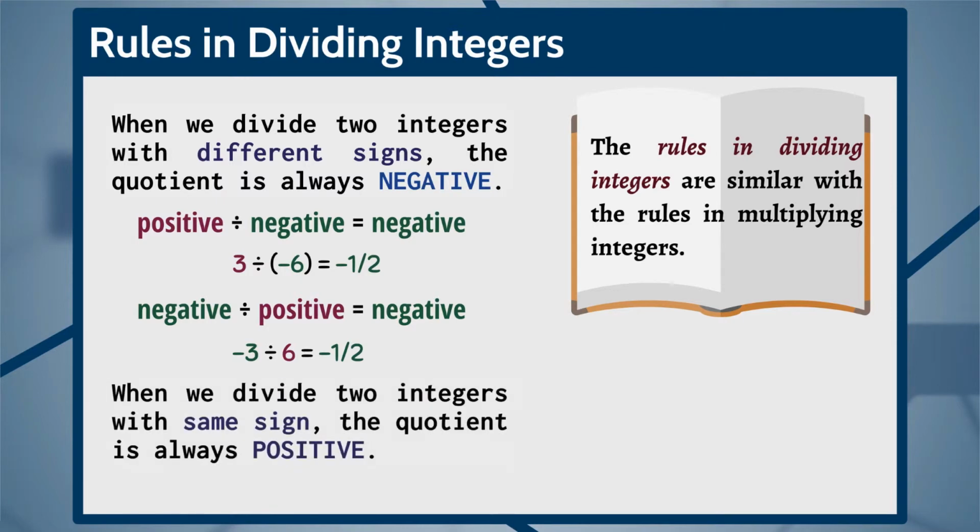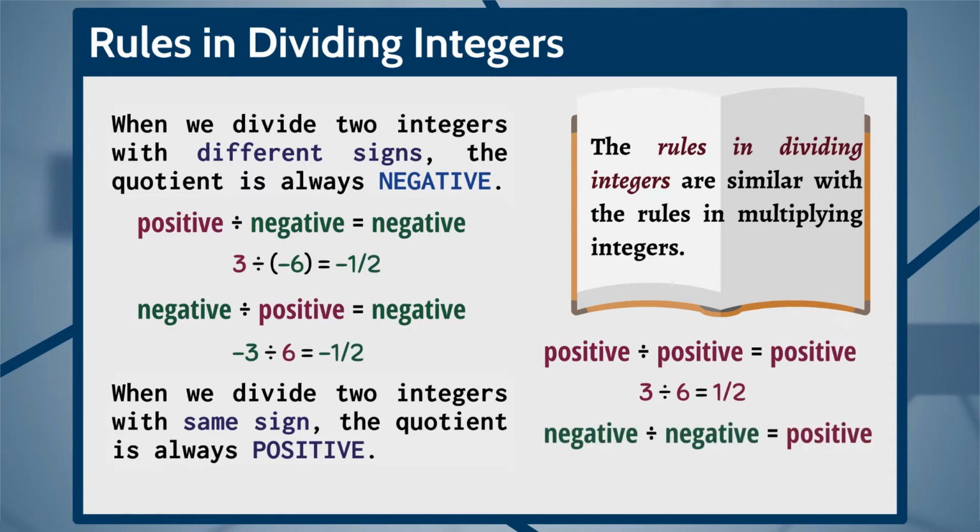When we divide two integers with the same sign, the quotient is always positive. A positive integer divided by a positive integer is equal to a positive integer. Here's an example. 3 divided by 6 is equal to 1/2. The signs are the same. Then the quotient is positive.